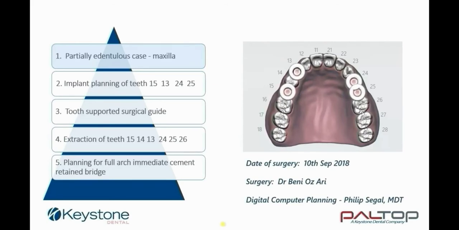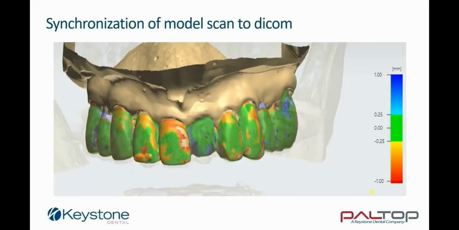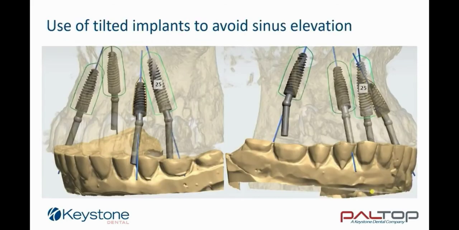On completion of placement of the implants, the porcelain bridge will be removed, exposing the prepared teeth. The next step is to synchronize the upper surface scan of the model to the DICOM. 3Shape Implant Studio offers a color scale to assist with evaluation and verification of the alignment. Green coloration indicates zero deviation. On confirmation of the alignment, it is then possible to move on to the planning stage.